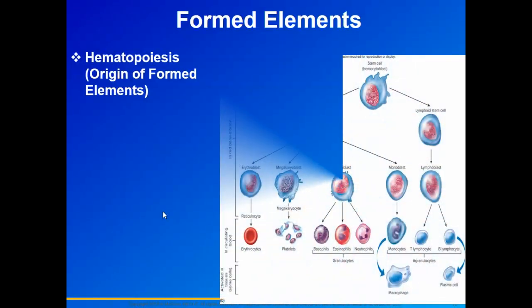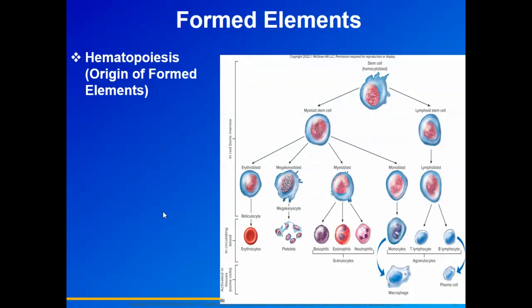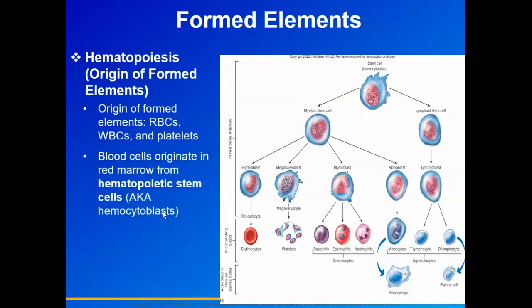All right, so how do we get these formed elements or shells? That's going to be through a process called hematopoiesis, aka the origin of formed elements. So that's how we are going to eventually get to erythrocytes, which are RBCs, leukocytes, which are WBCs, and thrombocytes, aka platelets.